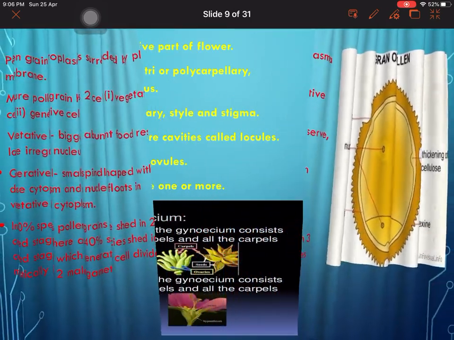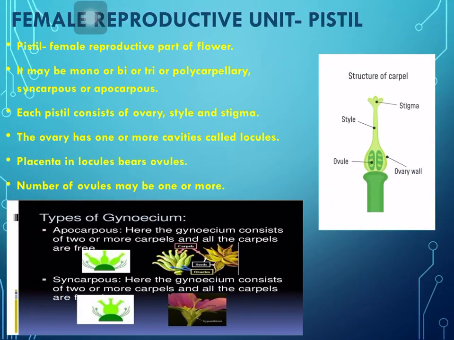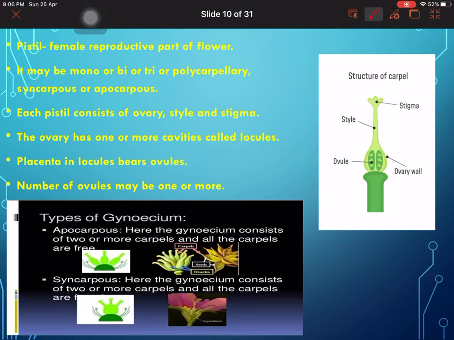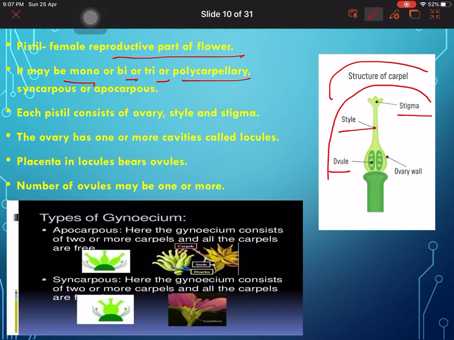Now we come to the next part, the female part, which is known as the female reproductive unit, also called the pistil. So the pistil is the female reproductive unit of a flower. In the general structure of the carpel, you can see three things you have to remember: stigma, style and ovule, or you can say ovary also, the fourth part. It may be mono, bi, tri or polycarpellary. Carpellary means if it has this single structure, it will be mono. If 2 such structures are there, then it will be bi. If more than 2, tri, and if many carpels are there, then it will be polycarpellary.